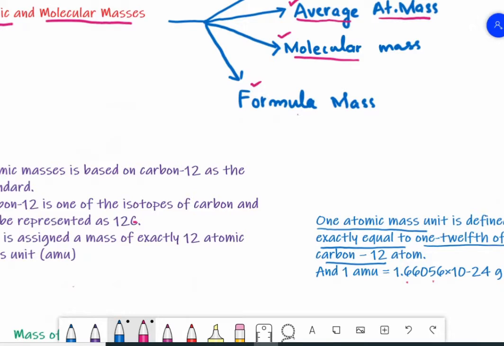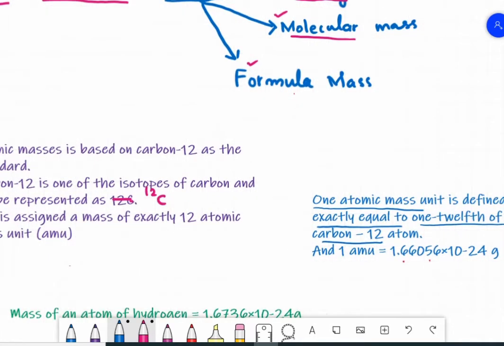Because when we calculate the average atomic mass, carbon 12's atomic mass comes as a whole number, not having that many decimal points. So carbon 12 is one of the isotopes of carbon, and it is represented as carbon 12. And as you know, carbon also has carbon 13 as an isotope and then carbon 14, etc. So among the three isotopes, we consider carbon 12 as the standard element to express the atomic mass of other elements. And it is assigned that a mass of exactly 12 for carbon 12 is considered as the atomic mass unit, AMU.